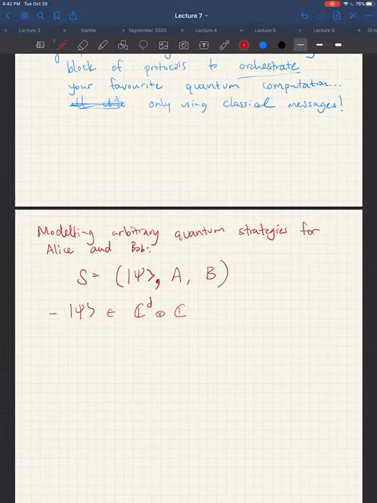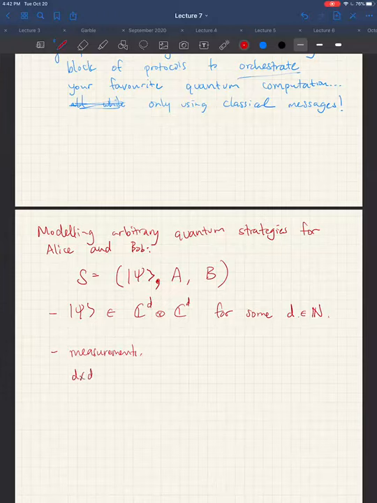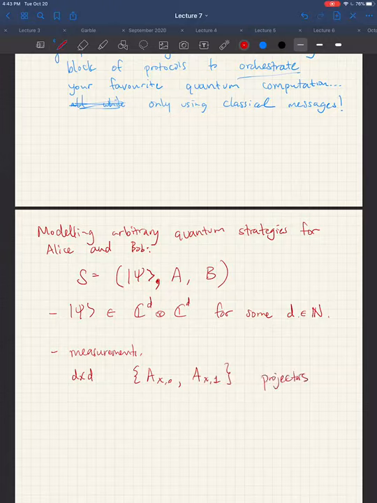So this state is some bipartite state, some entangled state in C^d tensor C^d, okay? We don't have any control over what this dimension is. Right, so we just know it's a natural number, and a choice of measurements. So, we know that they're performing measurements depending on their question on this d-dimensional state. So they'll choose d by d matrices, A_x0, A_x1. These are projectors that sum to the identity. And for both choices of x.